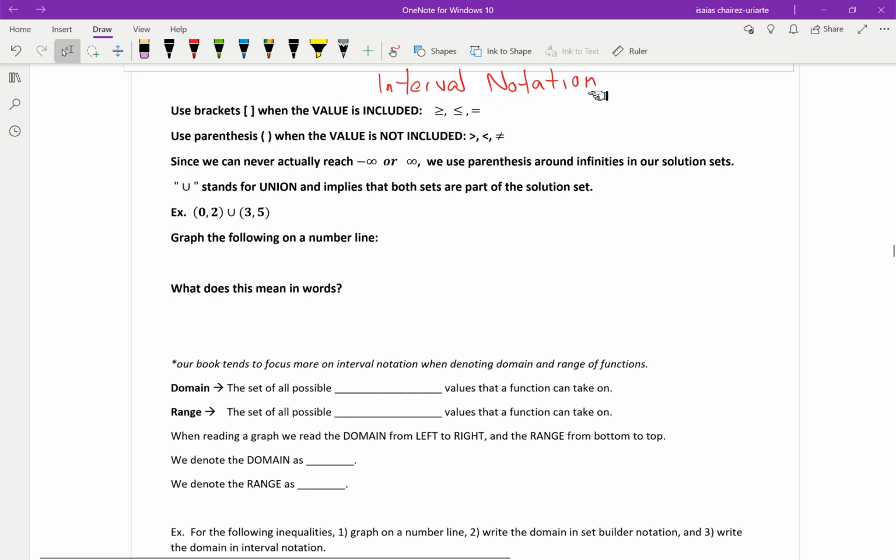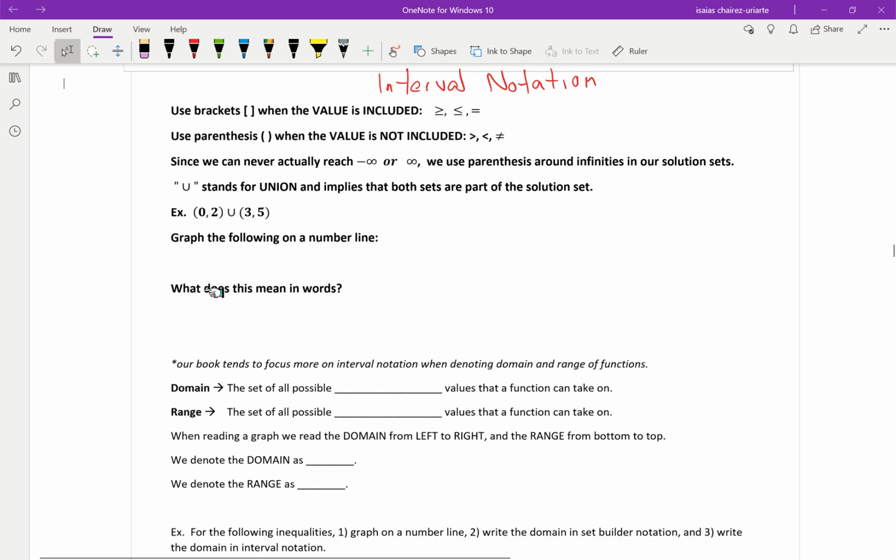You might have heard about interval notation. It involves parentheses and brackets. The brackets are used when the value is included, so when you have less than or equal, or bigger than or equal. When the values are not included, we use parentheses, and that would be strict inequalities: less than, bigger than, not equal. For negative infinity or positive infinity, we always use parentheses. And if you see a little U, that stands for union, and it implies that we're gluing together two intervals.